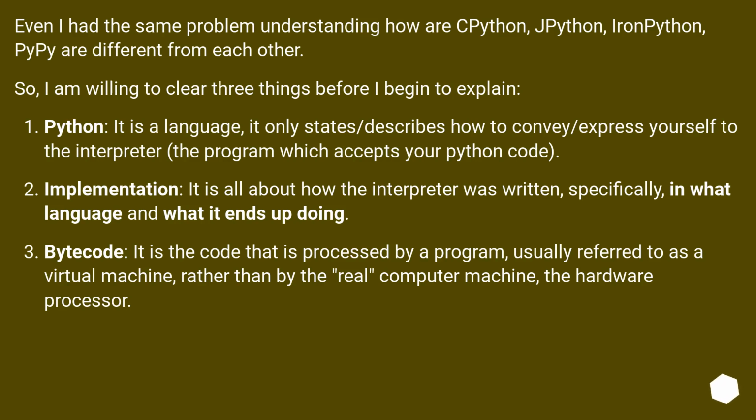Even I had the same problem understanding how CPython, Jython, IronPython, PyPy are different from each other. So, I am willing to clear 3 things before I begin to explain. Python, it is a language. It only states how to convey or express yourself to the interpreter, the program which accepts your Python code. Implementation, it is all about how the interpreter was written, specifically, in what language and what it ends up doing. Bytecode, it is the code that is processed by a program, usually referred to as a virtual machine, rather than by the real computer machine, the hardware processor.